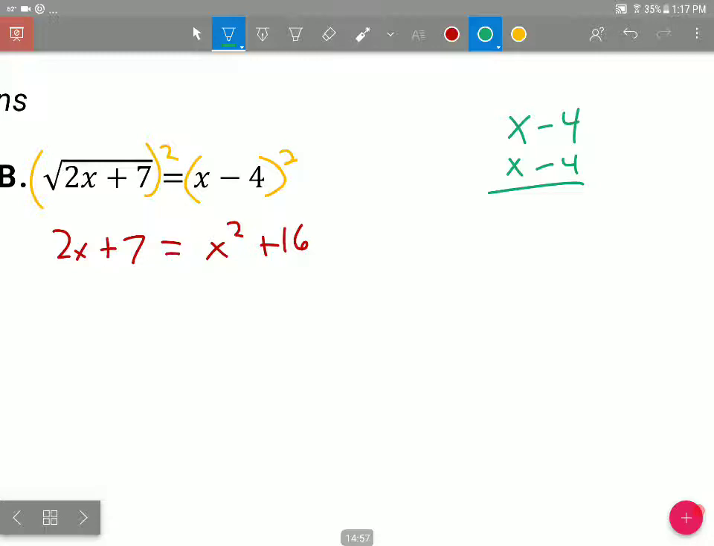What's negative 4 times negative 4? 16. Negative 4 times x is? X times negative 4 is? And x times x is x squared. So x squared minus 8x plus 16. That's what we're missing.